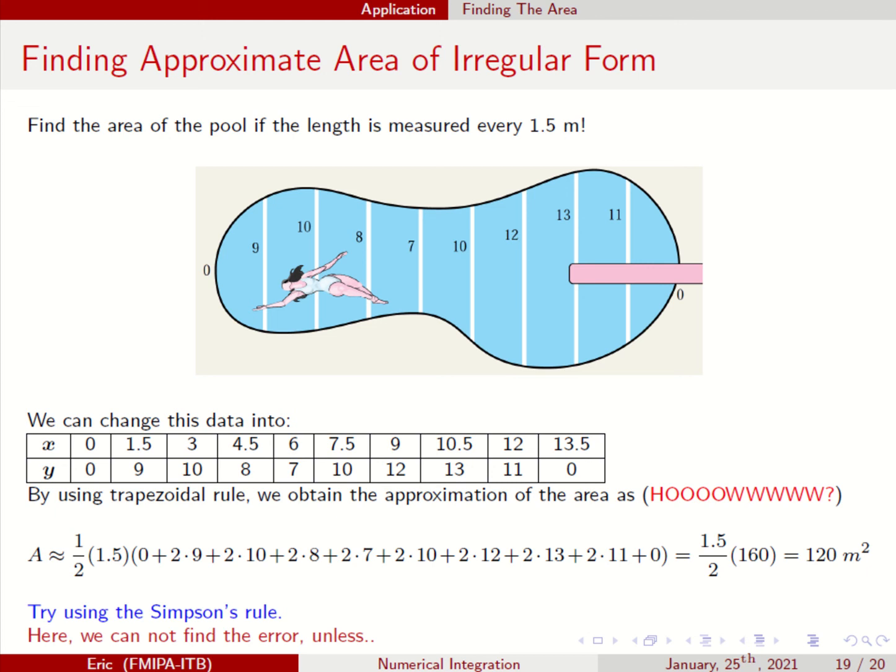Try using Simpson's rule. You cannot. Why? Because you have 9 subintervals, so you cannot use Simpson's rule. You can use Simpson's rule if the number of subintervals is even. Okay, here we cannot find the error also. Why? Because I don't know the f also. We want to find the derivative of f, but here we don't have the f, so we cannot do it.